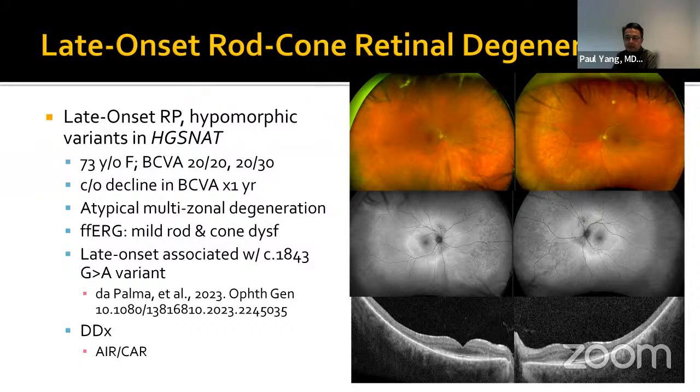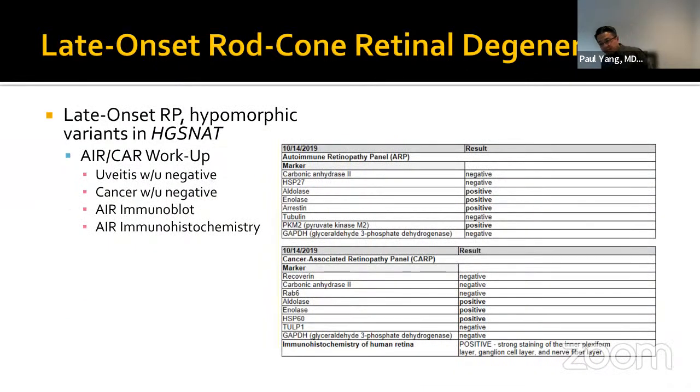All right. So this patient actually had an autoimmune retinopathy and a uveitis workup, right? And you can see these are the results of that. And you can see positivity on the immunoblots, as well as positivity on immunohistochemistry.